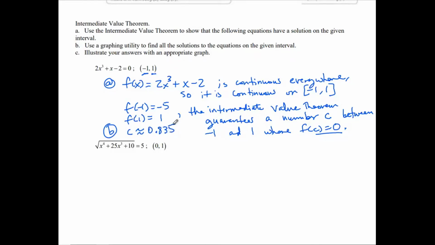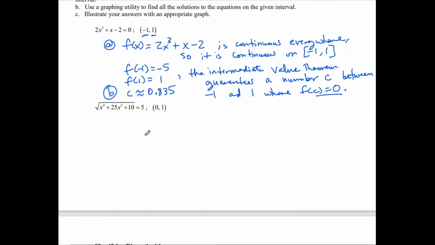Alright, let's do the same thing for this next one here. Okay, so for this one, the function would be f of x equals, so I have to think of that as being equal to 0 if I want to graph it. So let's do this. Okay, so that's the function I would be thinking about. Alright, so it is continuous on from 0 to 1. Alright, right here where the interval is at.